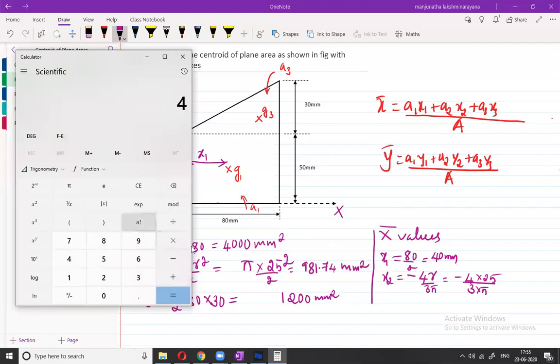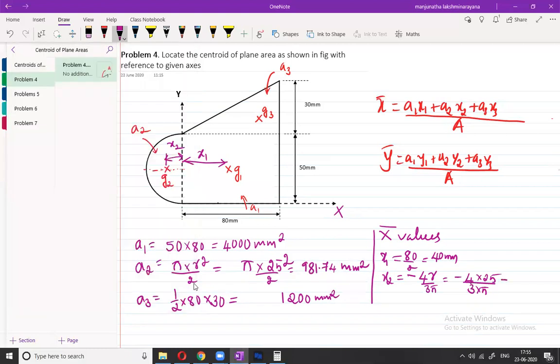So 4r by 3 pi is 25 divided by 3 divided by pi, which is equal to 10.6, and that too it is negative, so minus 10.6 mm.